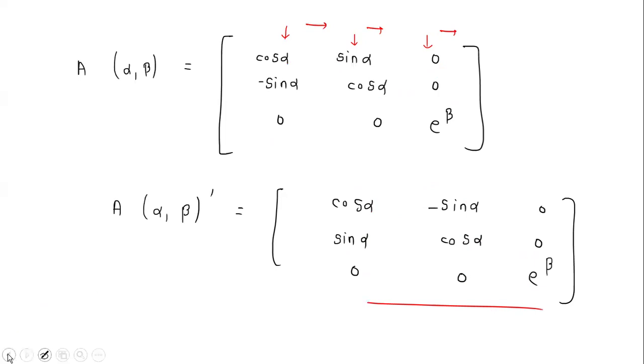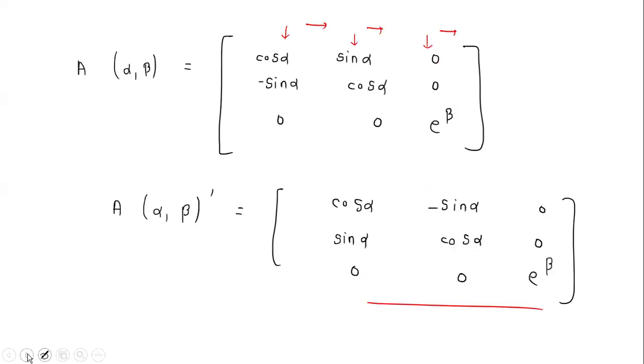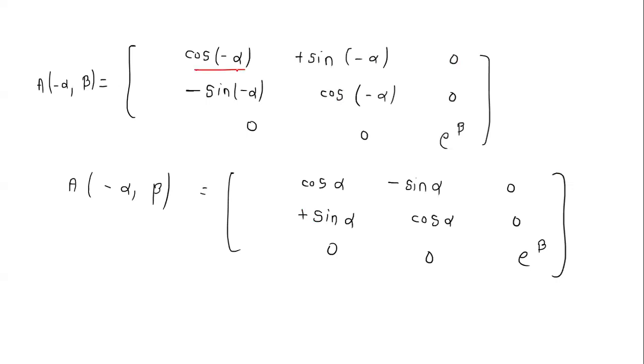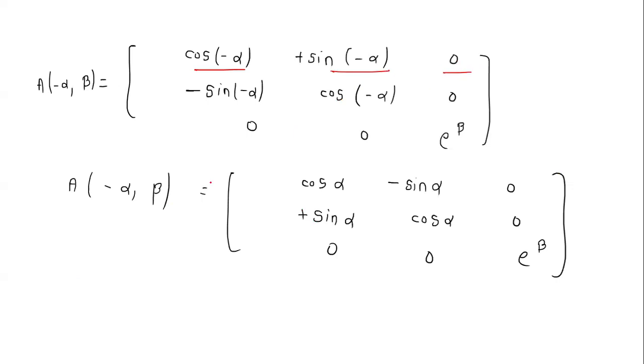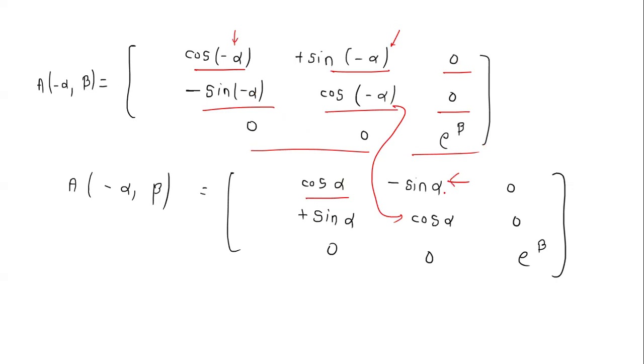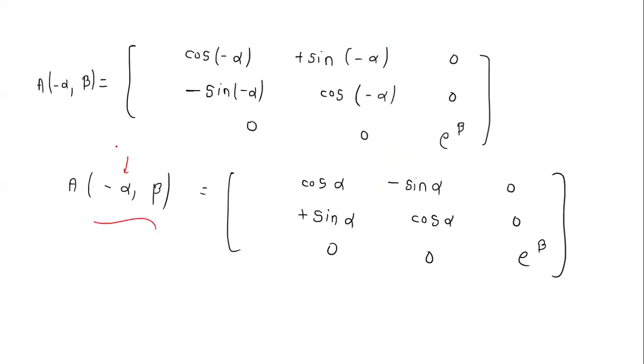Now on the right hand side, we just have to replace alpha by minus alpha in the A matrix. So if you replace alpha by minus alpha, you will get cos of minus alpha. And here we have sine alpha, so it will become sine of minus alpha. Here it is 0. Here we have minus sine alpha, so it will become minus sine of minus alpha. Cos of minus alpha, 0. This is as it is. You know cos of minus theta is cos theta, so this is cos alpha. This is also cos alpha. Sine of minus alpha will become minus sine alpha. This minus minus will become plus, and this is this. So this is the A matrix if you replace alpha by minus alpha.